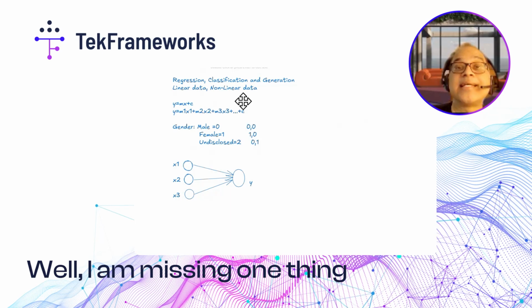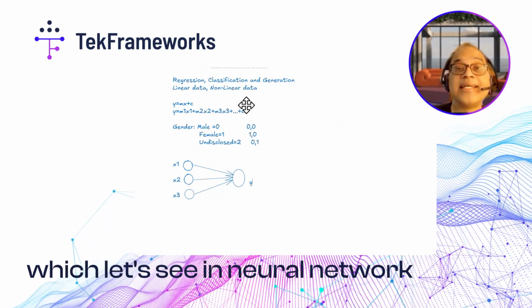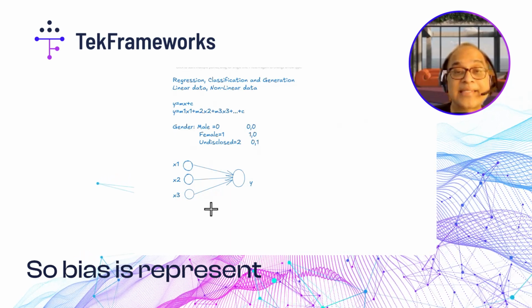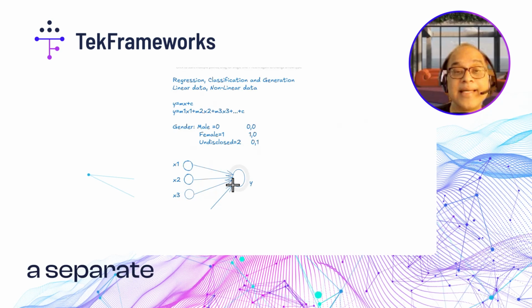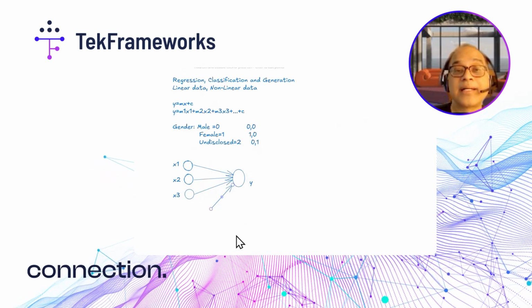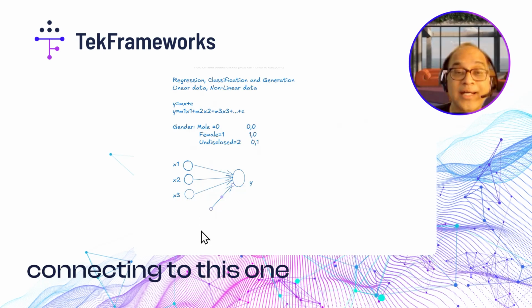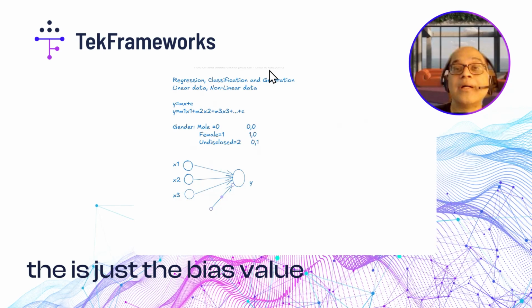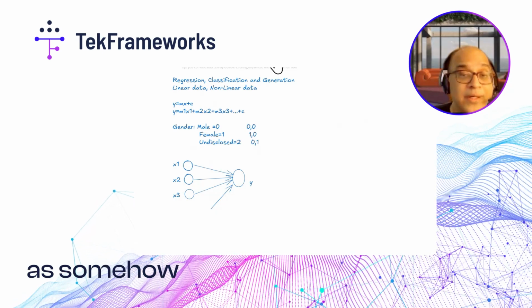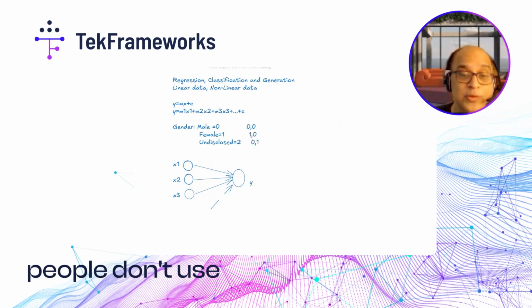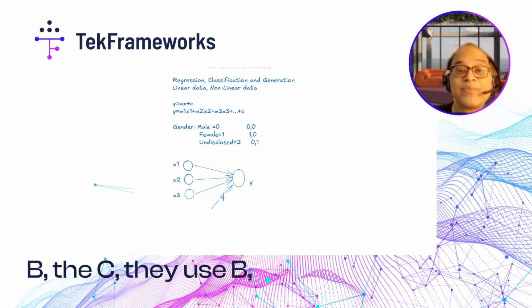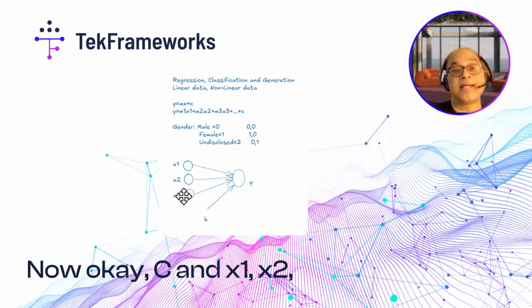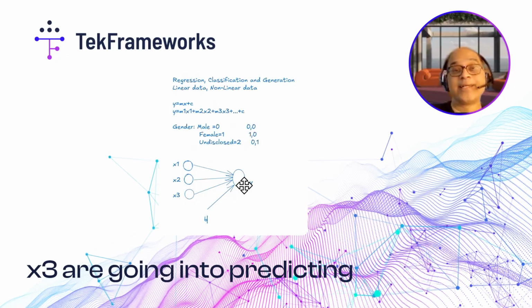Well, I am missing one thing, which is the C. In the neural network world, it's called the bias. The bias is represented as a separate connection. You can think of the node connecting to it as 1, because what I need is just the bias value. Somehow in the neural network world, people don't use C, they use B. So let's stick to that. Now, C, or B, and x1, x2, x3 are going into predicting y.